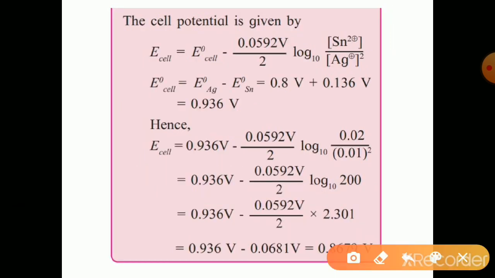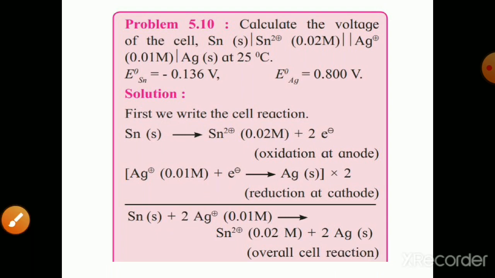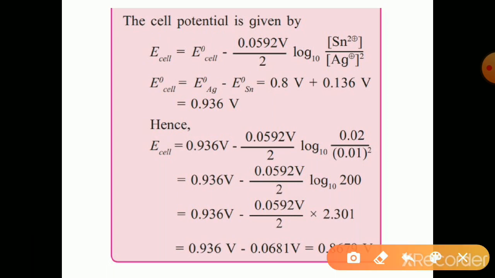So let us see. The cell potential is given by E of the cell is equal to E naught of the cell minus 0.0592 divided by 2, as the number of electrons is 2. So here n factor is 2, log of concentration of tin ions divided by concentration of silver raised to 2, because the coefficient of silver is 2. That is why silver must be raised to 2. E naught of cell is calculated as these values are given. So the value obtained is 0.936.